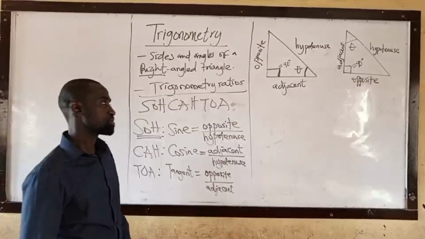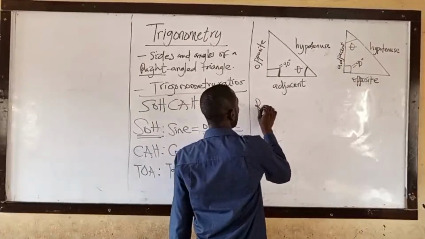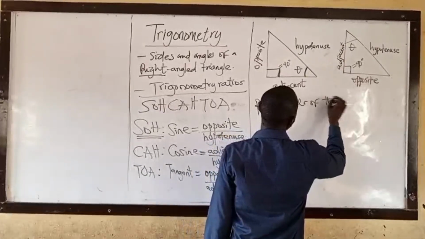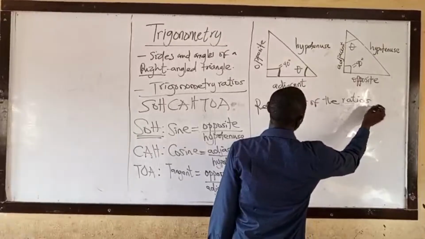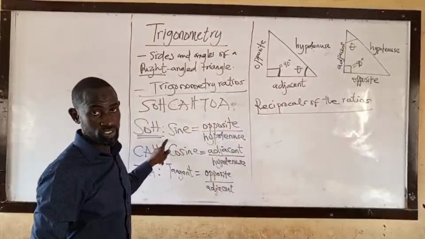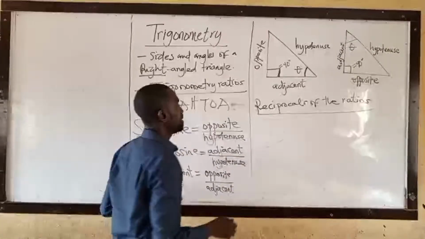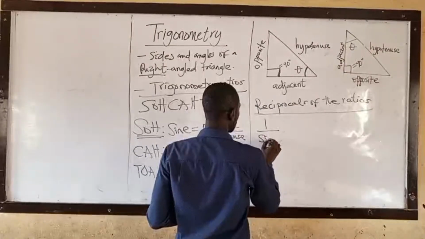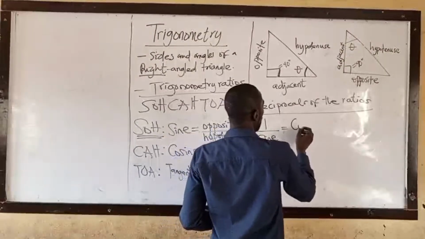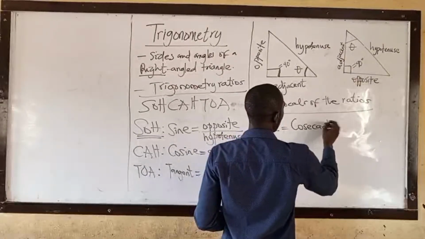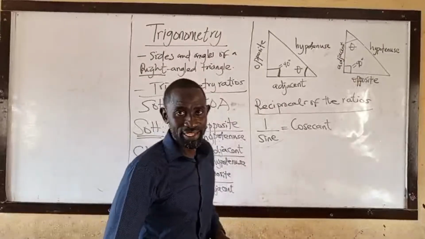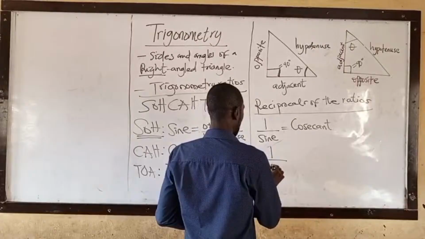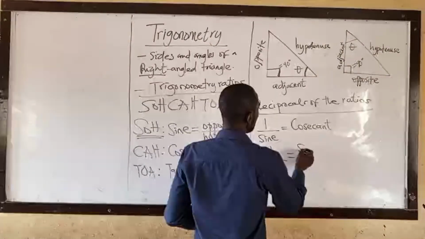What about the reciprocal of the ratios? You must know their reciprocals, meaning inverse. So let's talk about the reciprocals of our trigonometry ratios: sine, cosine, and tangent. Reciprocal means 1 all over, inverse. 1 over sine is called cosecant. 1 over cosine is called secant.